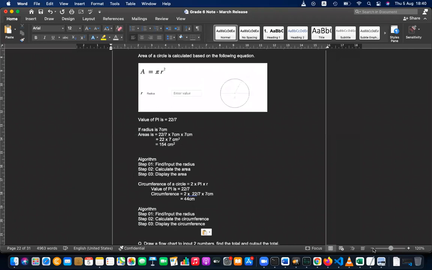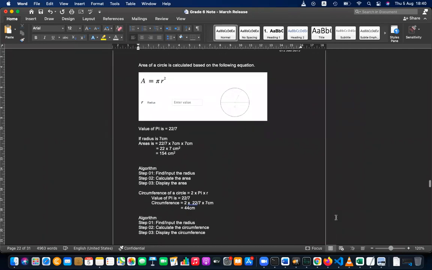Today we are going to draw flow charts, and not only that, we are going to convert these flow charts to a workable code. Today we are going to draw a flow chart, and after drawing, we are going to convert that to a working code.